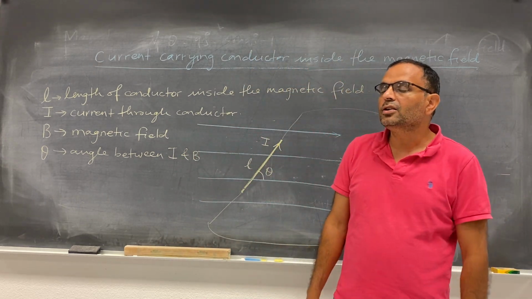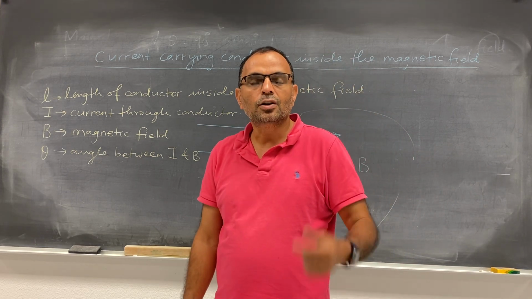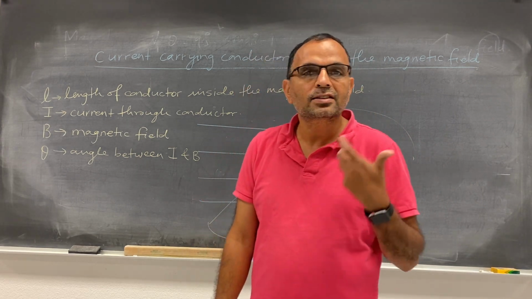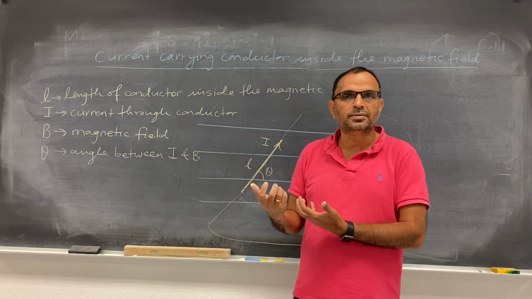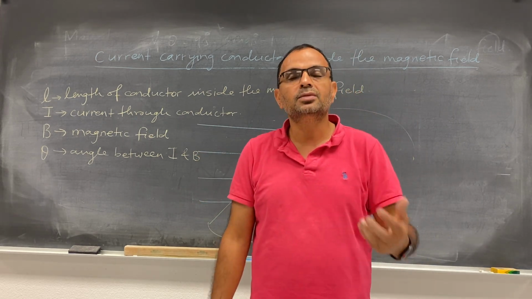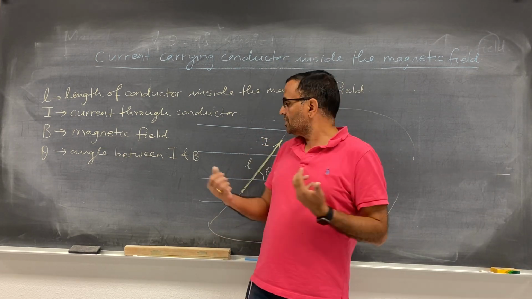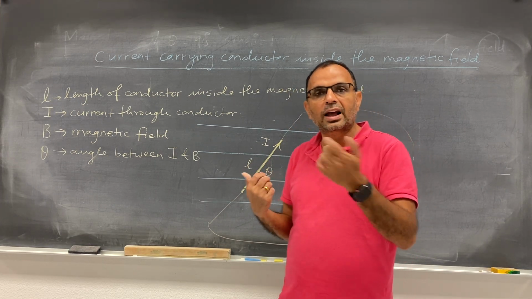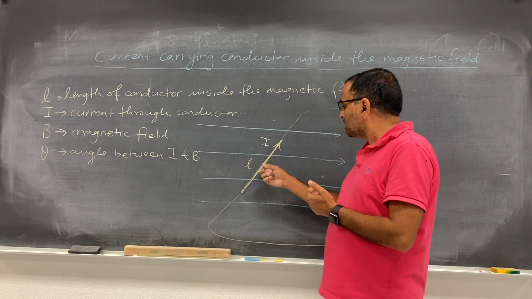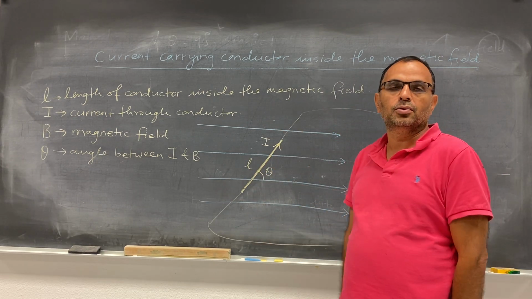So what does current carrying conductor mean? In the conductor the electrons are moving, and you know that the electrons are charged particles. We already talked about the moving charged particle inside the magnetic field. If a charged particle is moving inside the magnetic field, that charged particle experiences a force. So the same thing applies here. You have a conductor, and in the conductor there are electrons and they are moving. So the electrons experience the force, but the electrons are in the conductor. That means the conductor experiences the force.